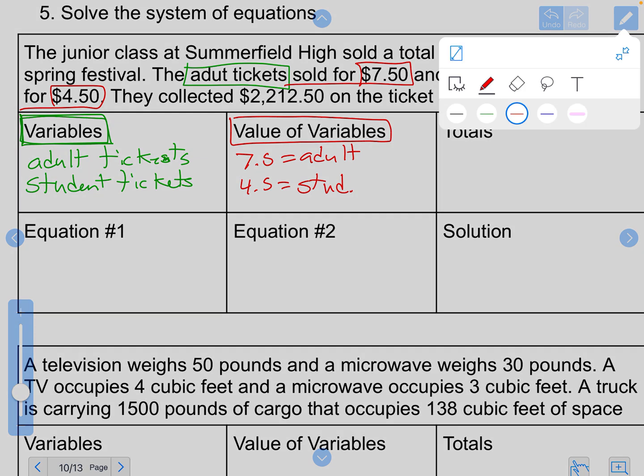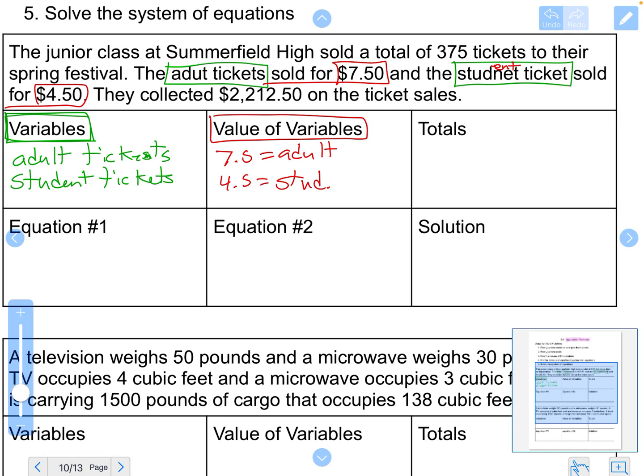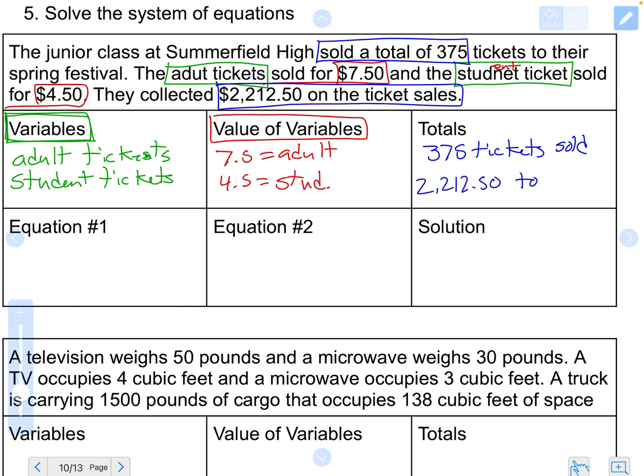So the next thing we want to look for is the totals. So what totals do we have? They sold a total of 375 tickets. Tickets sold. And then they collected $2,212.50, which is our total money.